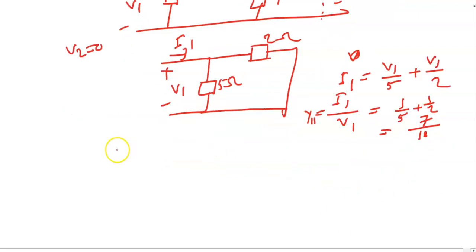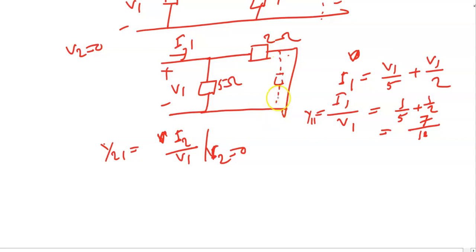Next one is when the output is shorted, that is, port 2 is shorted. That is Y21, which is I2 upon V1 when V2 equal to 0. So we have already made V2 zero. So this is your I2. See the convention. Now the question arises here, because we have shorted, let's say you have this element here, but it doesn't make any changes. This is the direction of your I2. Understand this.